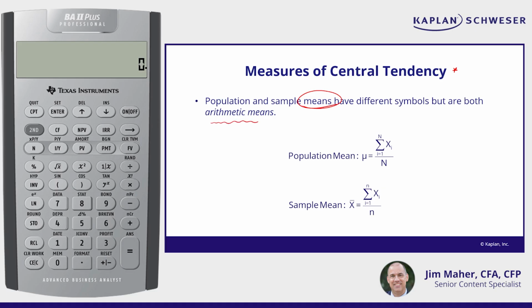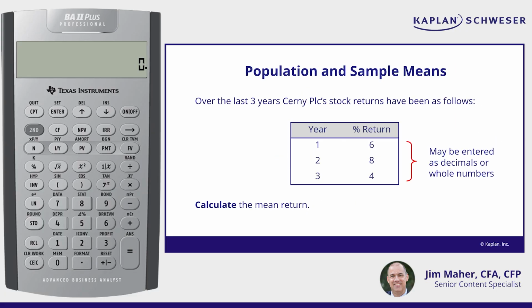Now, whenever I see measures of central tendency, the first thing that pops into my head, and sorry about my drawing skills or lack thereof, I think of the normal bell curve where we have our mean, and then we have our median, and we also have our mode. So here we're looking at calculating the means, okay? So let's go ahead and dive right into an example.